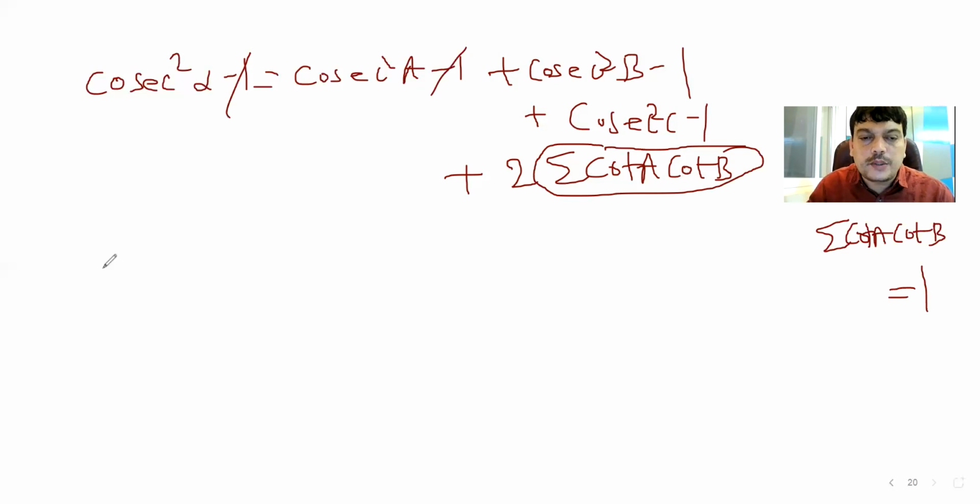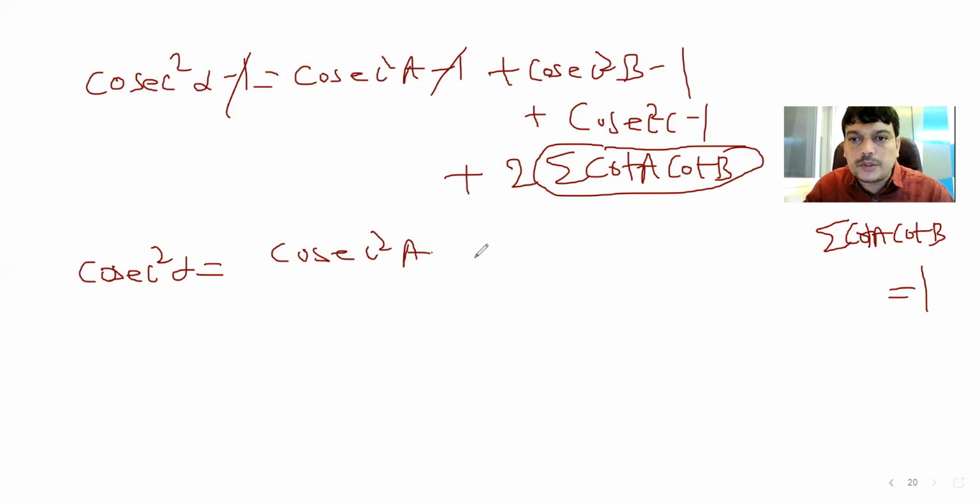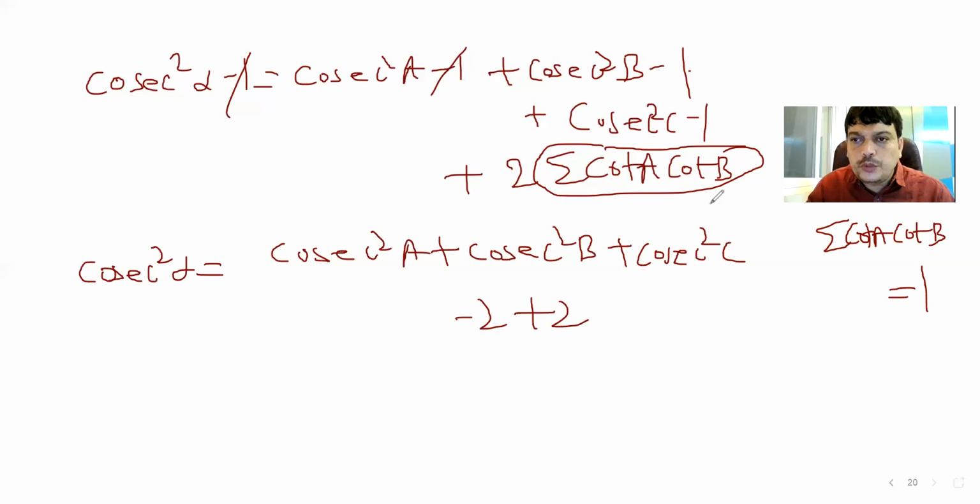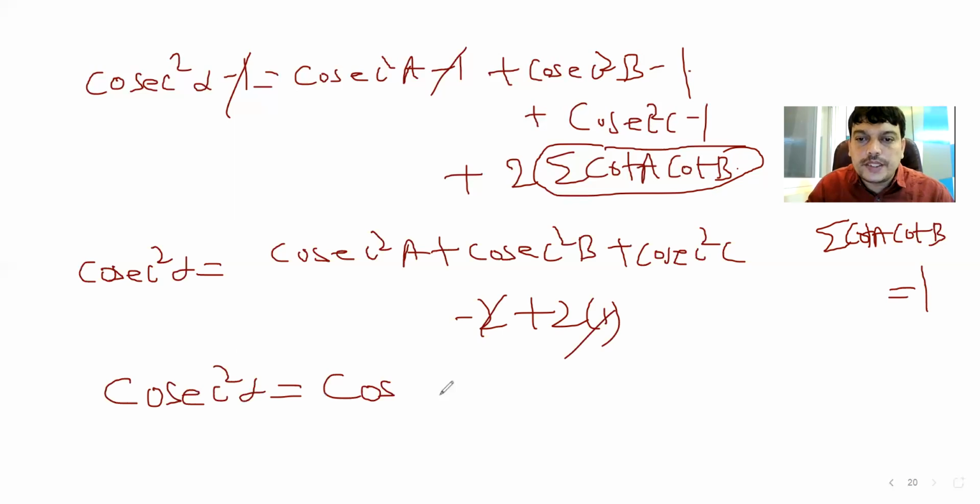Then on the left hand side I'll write cosecant square alpha as it is. On the right hand side we have cosecant square a plus cosecant square b plus cosecant square c. And you already have this one and this one together, it is minus 2 plus 2 into sigma cot a cot b, which is 1, so I get 2 into 1, and these two will also cancel. And you'll get the result that cosecant square alpha is the same as cosecant square a plus cosecant square b plus cosecant square c. So this result is proved.